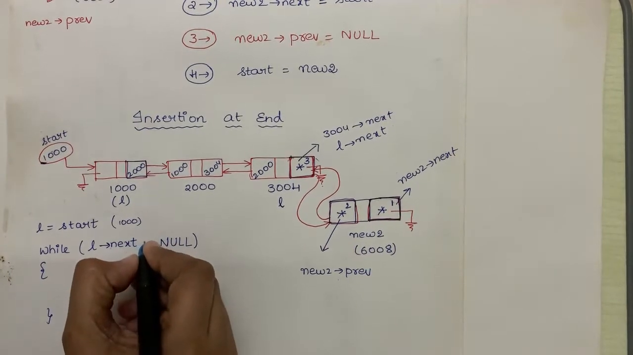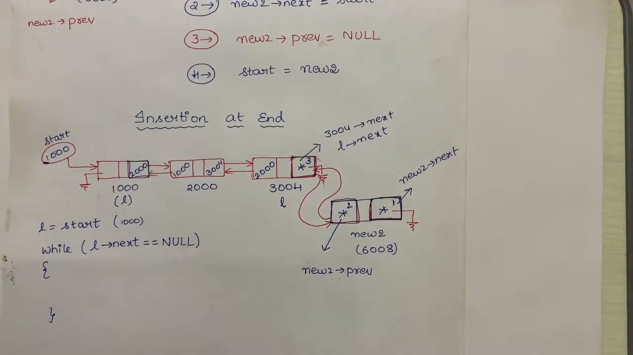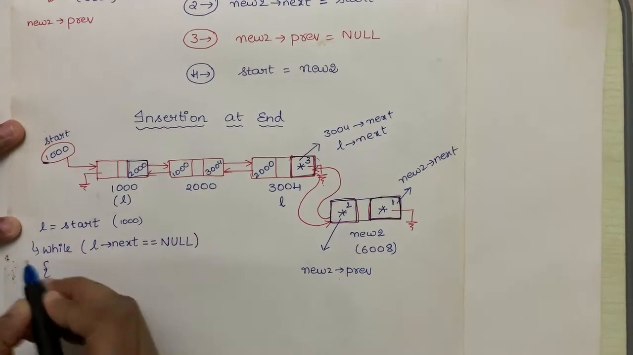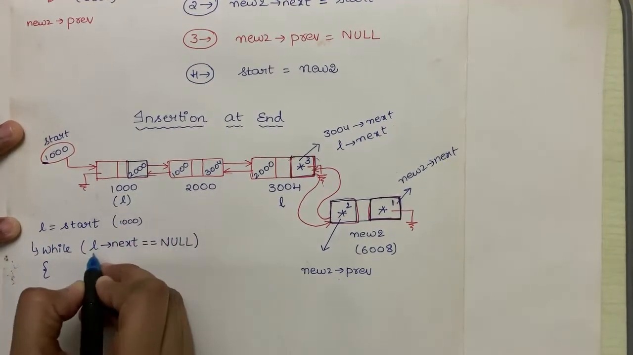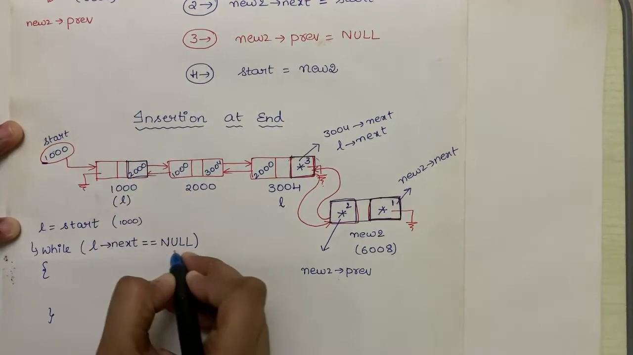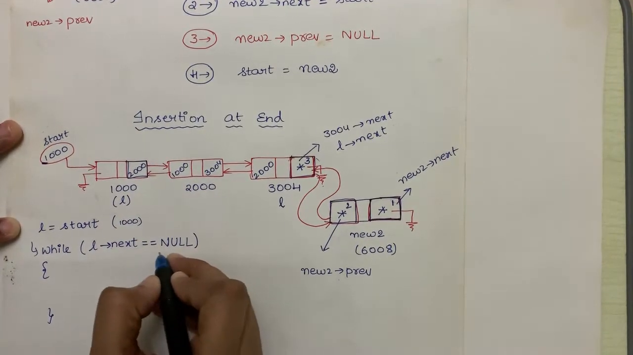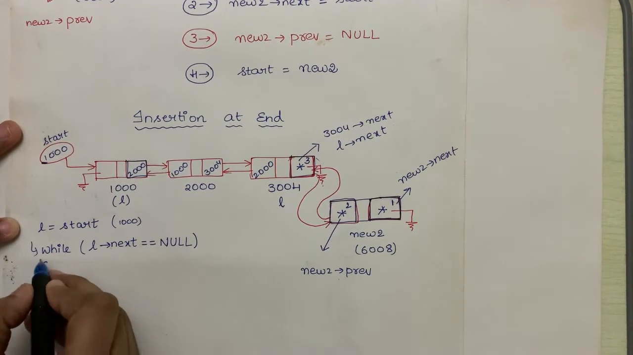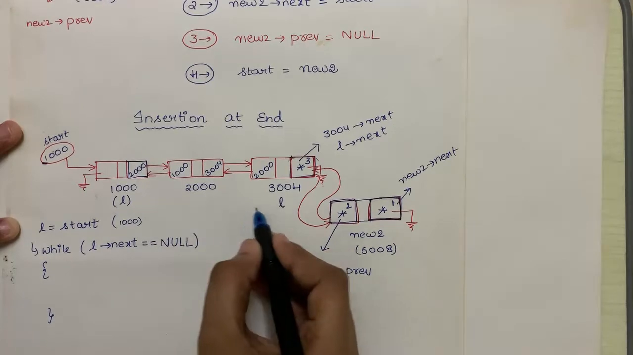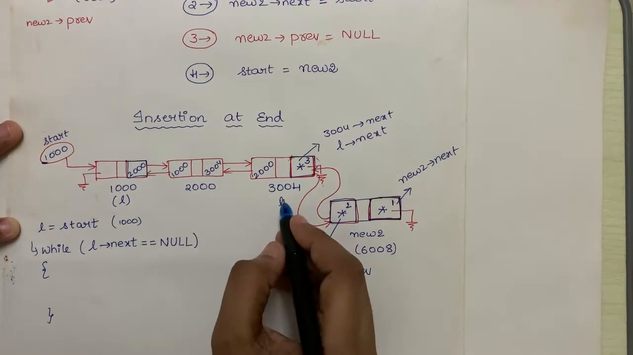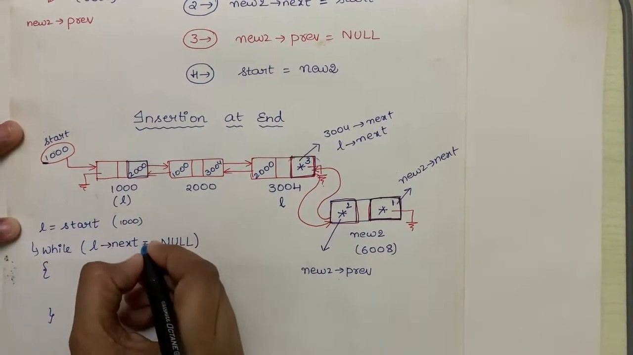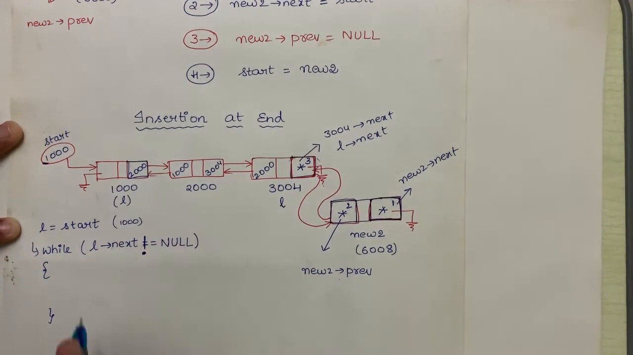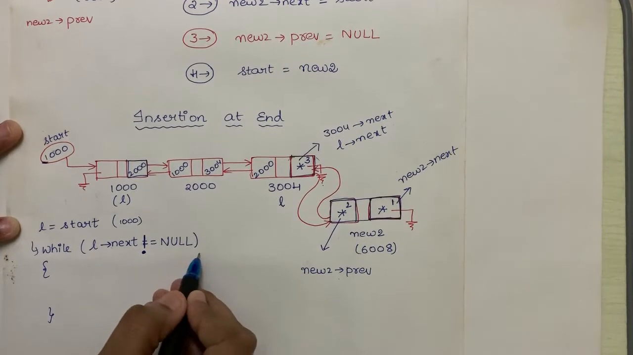Let us write down double equal to first. Now let us enter into this loop. L is 1000, L next is 2000. 2000 double equal to null. Condition is false. False means it doesn't enter into the while loop. But our main intention is to enter into this while loop till L is traversed till the last of the double linked list. So here I will write down not equal to. Okay, L next not equal to null.